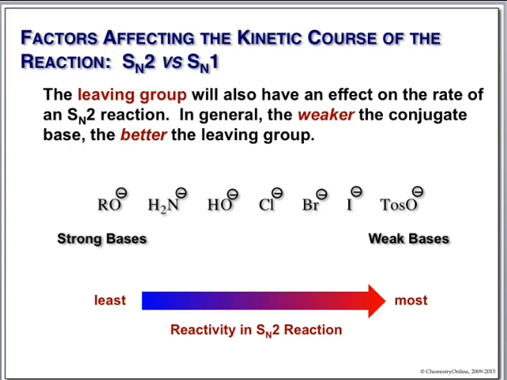Now, this is called tosylate. It's the anion of paratoluene sulfonic acid. You don't know what that is yet, but this is a very, very strong acid, so it's a weak base. It's the equivalent of sulfuric acid, but it's a very, very weak base and a darn good leaving group. So if you want to do an SN2 reaction, your nucleophile should be a strong base, and your leaving group should be a weak base.